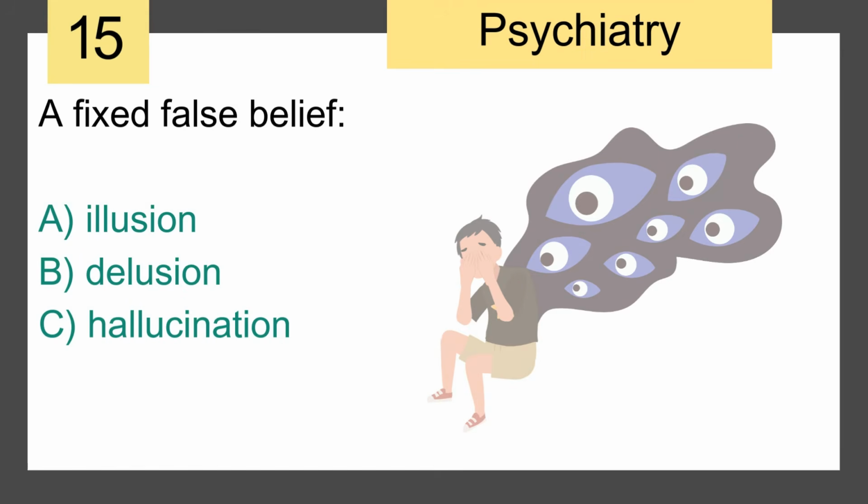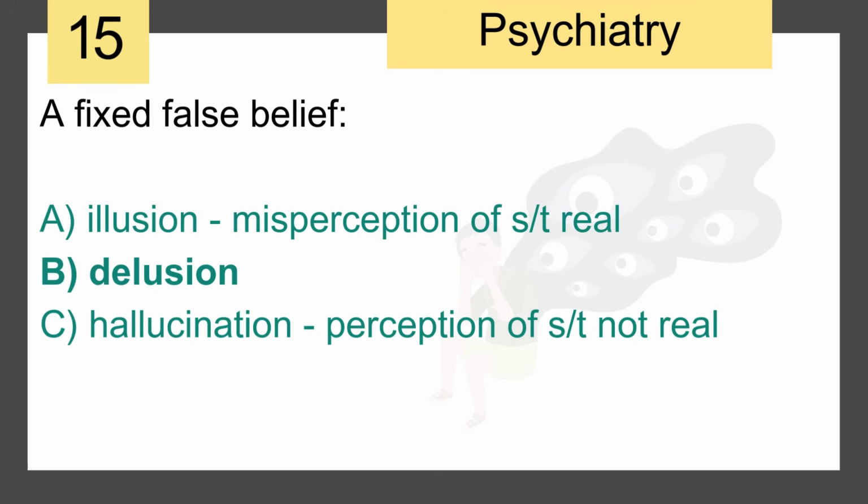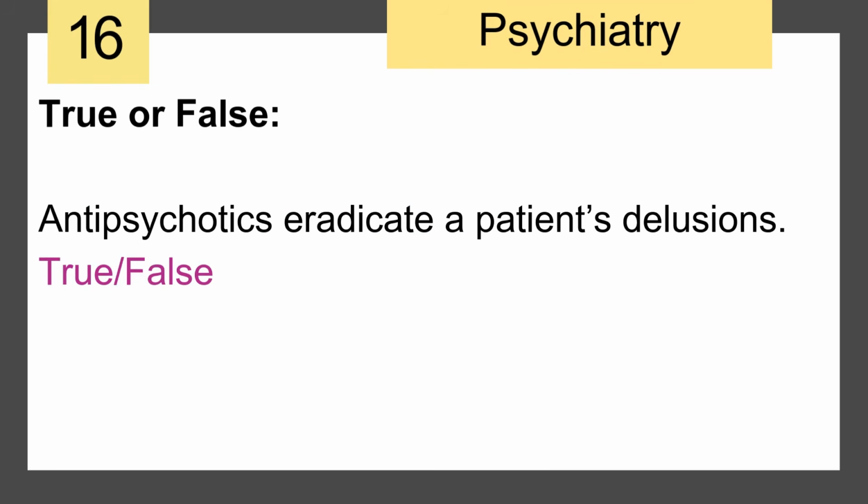Question 15. A fixed false belief is a delusion. Let's define these terms over here. An illusion is when there's a misperception of something real, as opposed to a hallucination, which is perception of something not real. I hear or see something that's not there, as opposed to a delusion, which is a fixed false belief.